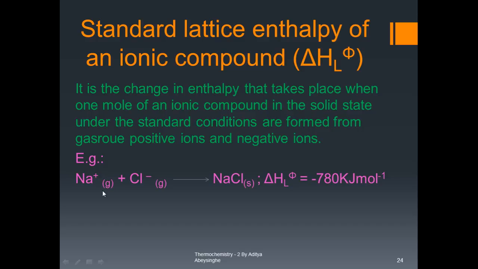Now you know that to form an ionic compound you should have two ions, one a cation and an anion. For example, if you take sodium and chlorine, the cation is the sodium plus ion, and the anion is the chlorine minus ion, or the chloride ion. So the sodium plus ion and the chloride ion form sodium chloride. Both of these are in the gaseous state and it forms a solid. The energy for such a reaction has been found to be minus 780, so the energy is given out. It's an exothermic reaction, and it is defined as the change in enthalpy that takes place when 1 mole of an ionic compound in the solid state under standard conditions is formed from gaseous positive ions and negative ions.